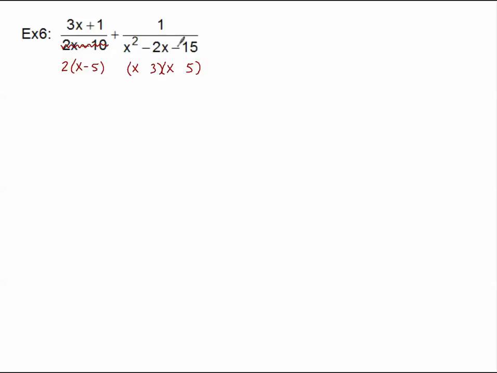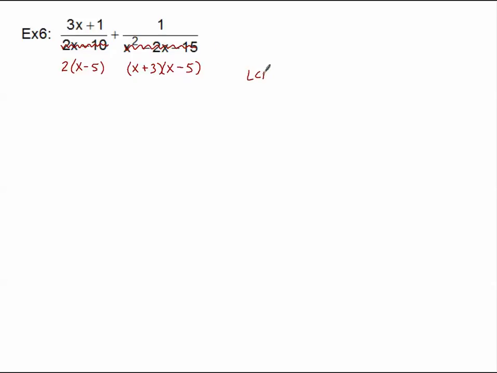The minus sign here says that the signs have to be alternating in my factors, so the bigger one needs to be negative for the middle term to be negative. So negative 5 and positive 3, that should do it. You can double check that mentally. So now I see all of my factors.